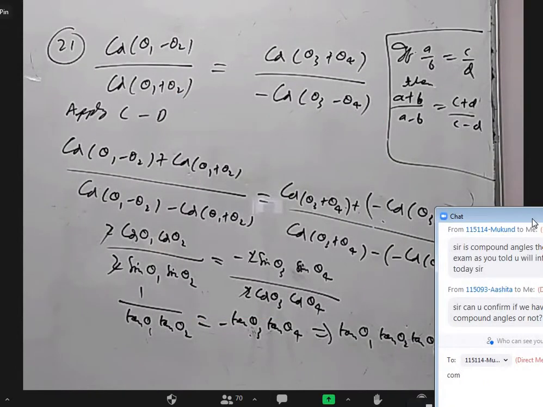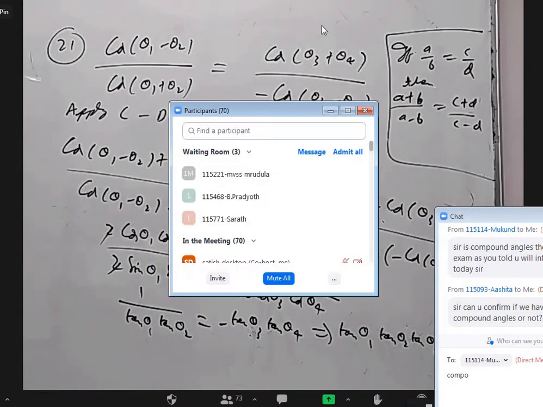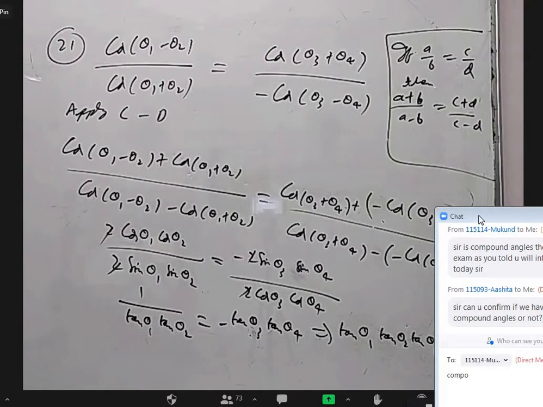From second one to third line, is the formula cos A plus B plus cos A minus B is 2 cos A cos B. Another one is cos A plus B minus cos A minus B is minus 2 sin A sin B. Is it okay? Yes, sir.